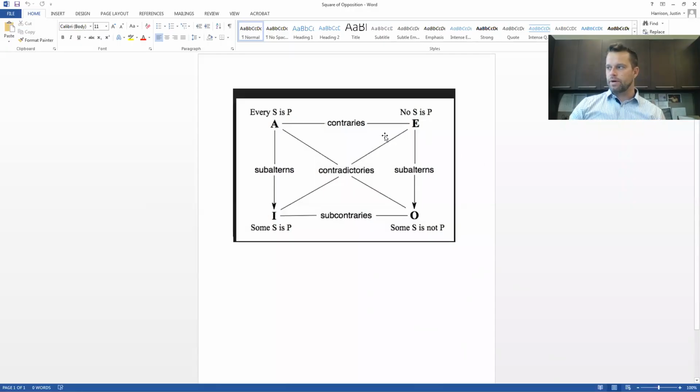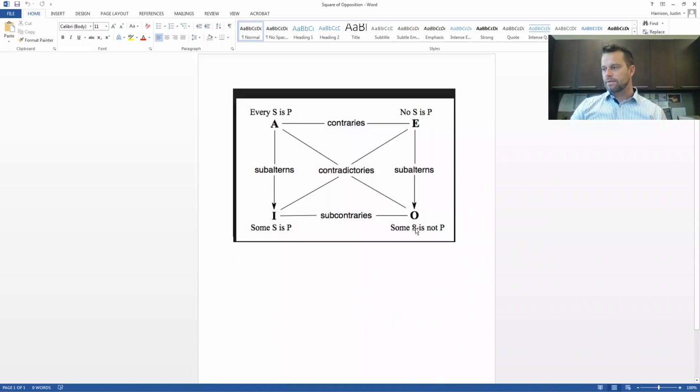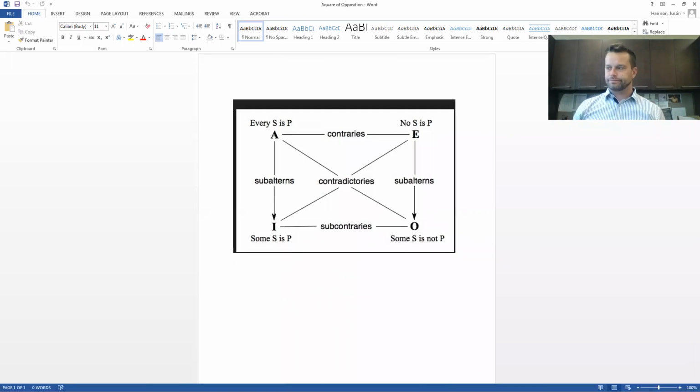Well, we know that no SRP is an E-form statement. That is the contradictory of the I-form. If I is false, then E would have to be true. So B here is true. And finally, C, some assassinations are not morally justifiable actions. That is the O-form statement. By the sub-contrary relation, if one is given as false, the other must be true. And so we have A is false, I is false, E is true, and O is true.